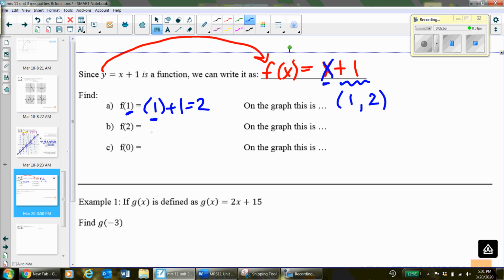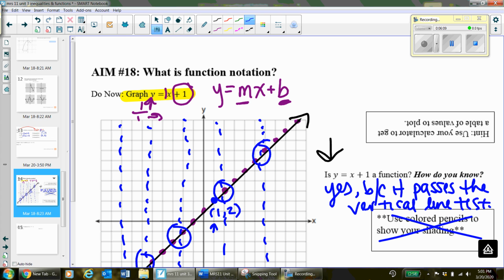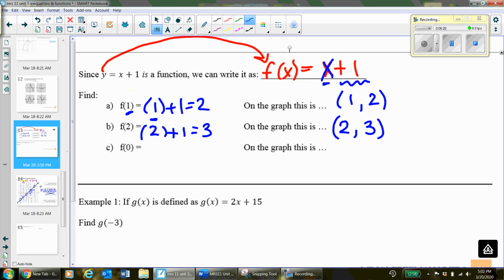Okay, so you're going to do that for b and c as well. So instead of x, I'm going to plug in 2 and add it to 1. I get 3. So on the graph, this point should read 2, 3. And we're going to check the graph again to see if that's true. If I go to x equals 2, I'm going to see this point here is 2, 3, which means this is correct.